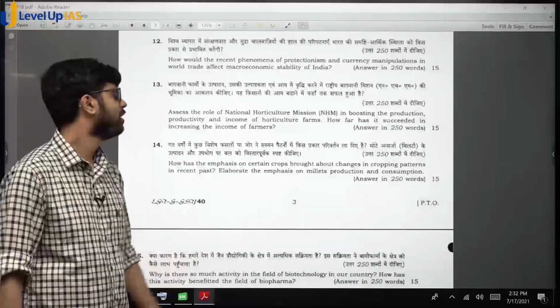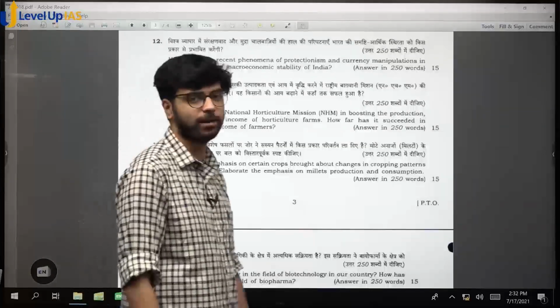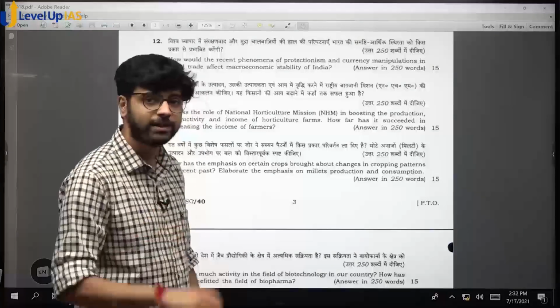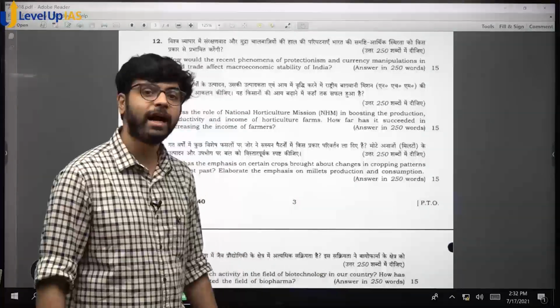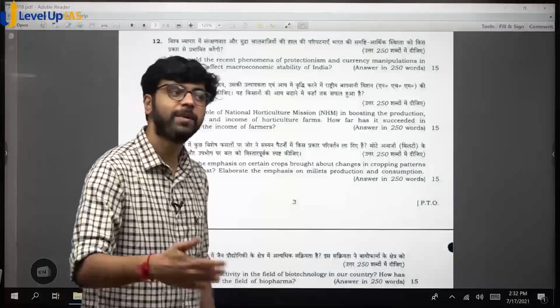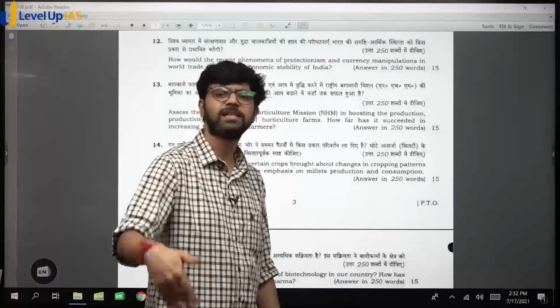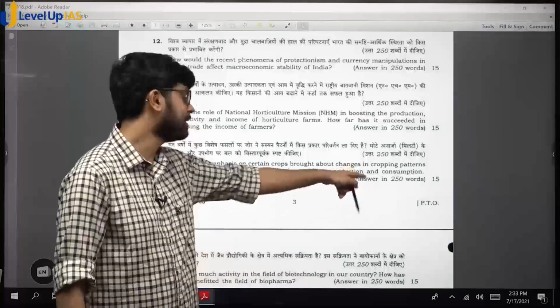Second, they are asking on millets production. Elaborate the emphasis on millets production and consumption. Now, here also there are two parts. Did you notice? Production and consumption. So what are we trying to do to emphasize millets production? How are we encouraging millets producers? What facility schemes are we giving? How are we trying to encourage millets production and consumption?